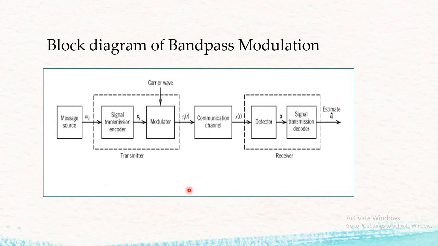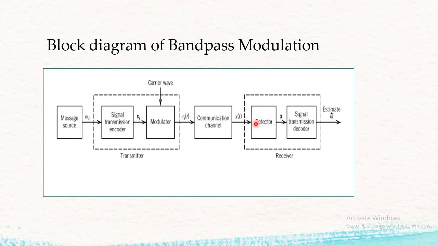Now the block diagram of a bandpass modulation technique. The most important block which is used in a bandpass modulation technique is a modulator. We have an input signal, that is a message signal, which is applied to the signal transmission encoder, which will encode the signal and generate an encoded output, and that signal is given to the modulator. To the modulator, the modulating signal is added with a carrier signal of a higher frequency, and that modulated signal we transfer over a communication channel.